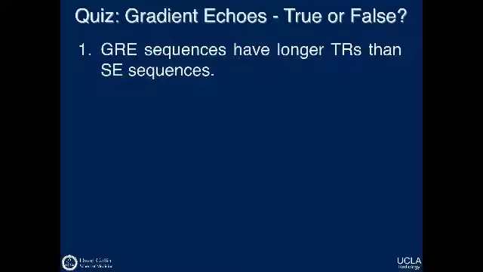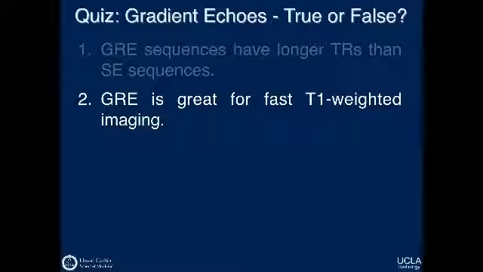Okay, a couple true-falses. Gradient echo sequences have longer TRs than spin echo sequences. False, a short TR sequence. Gradient echo is great for fast T1 weighted imaging. True or false? True, right? That's its staple. That's what we probably use it the most for.